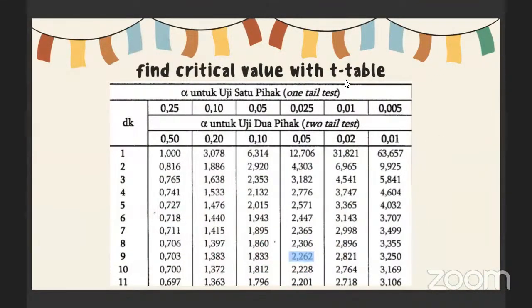Next, here is how we find the critical value. In the previous slide, we used the two-tailed test with the 0.05 significance level and 9 degrees of freedom. So we have the critical value 2.262 that aligns with the 9 degrees of freedom here, and then the 0.05 above.